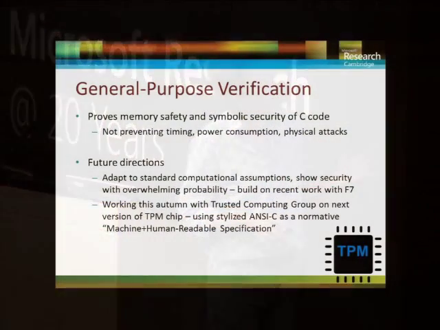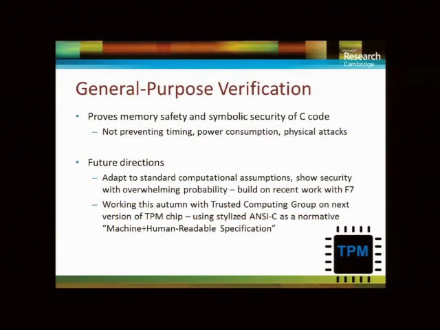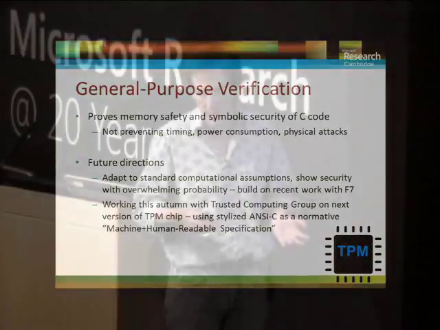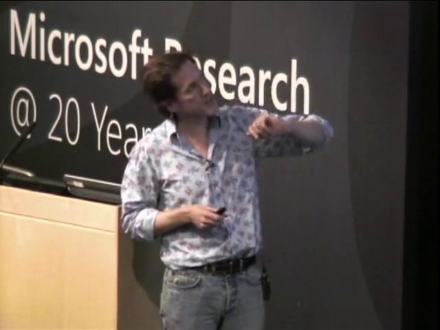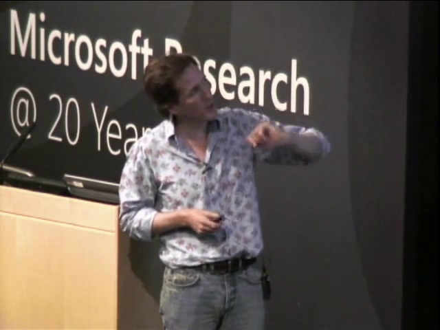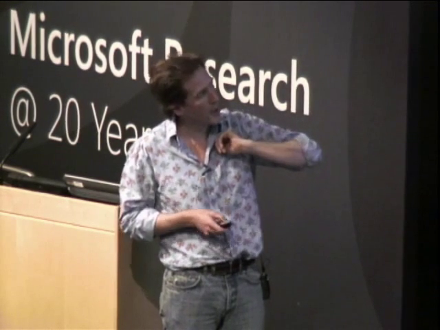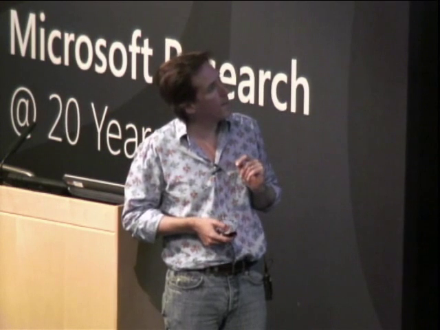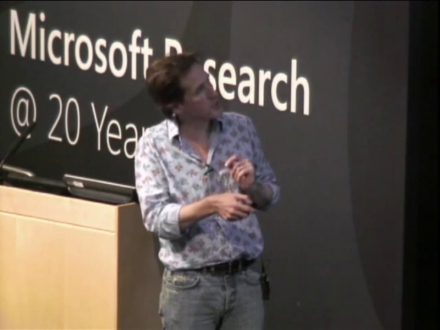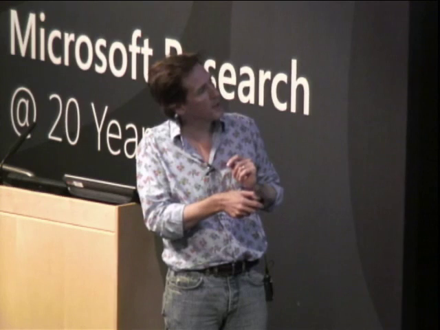OK, so summarizing that, using general purpose tools like VCC, and there's a number of others, gives you a full verification. This is not a heuristic. It gives you memory safety and also security in this standard symbolic model of cryptography. Now, it doesn't prove everything, so there's a number of classic cryptography attacks that we're not looking at, like power consumption, etc. Let me come back to computational assumptions in a few slides' time.